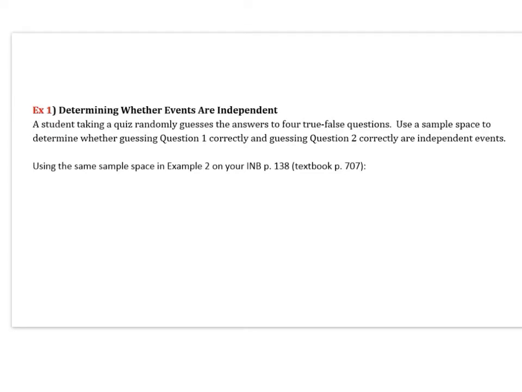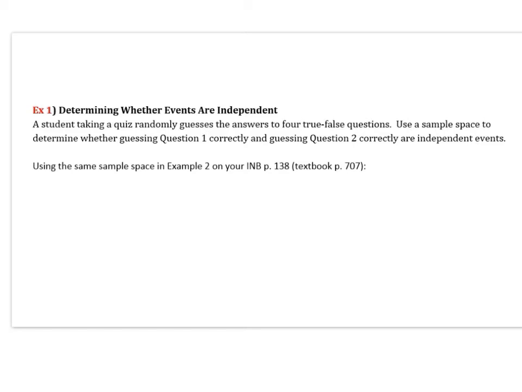All right, so example 1, determining whether events are independent. A student taking a quiz randomly guesses the answers to 4 true-false questions. Use a sample space to determine whether guessing question 1 correctly and guessing question 2 correctly are independent events. So we can use the same sample space in example 2 that's located on your interactive notebook page 138 or in your textbook page 707.